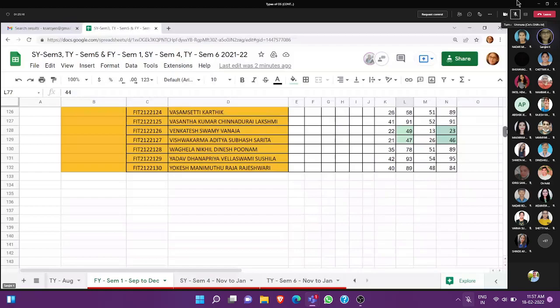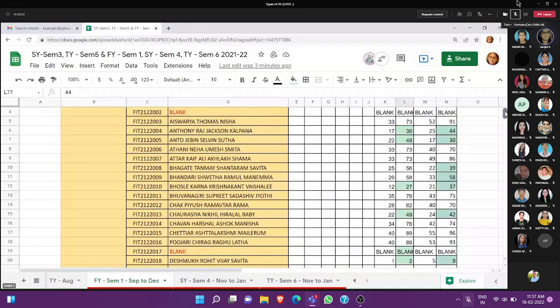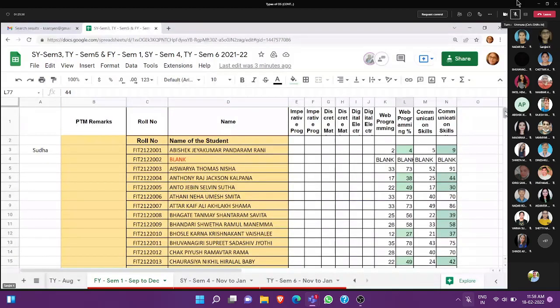So you all will be called on Monday. Now you have to tell your parents and keep the time free; the timing will be informed to you. But Monday is the PTM. For you, FY, all the students' parents should attend. SY, TY, only defaulters' parents should attend the PTM. Now, for you, all the students should attend.